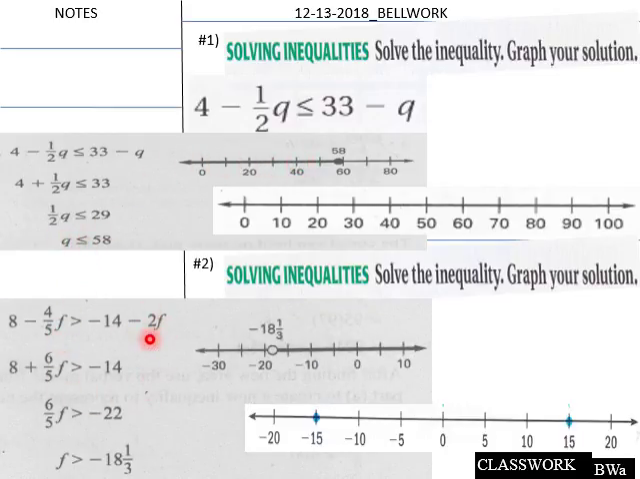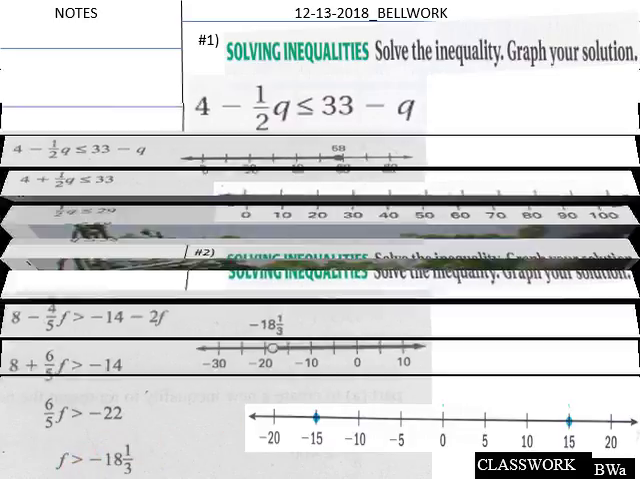For number 2, we go through here and we have negative 14 minus 2f. We move this over here. We add 2f to both sides. And then we move this over to the other side, get a negative 22, and then we multiply through by 5/6, and then we get f is greater than negative 18 1/3, and that is this solution here on the number line, an open circle because of the partial inequality.